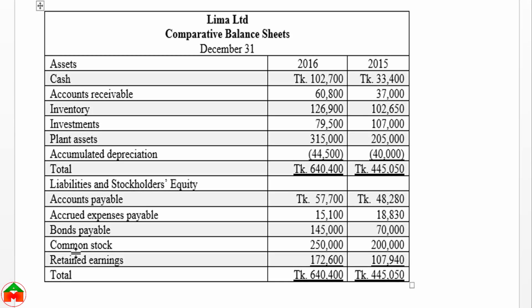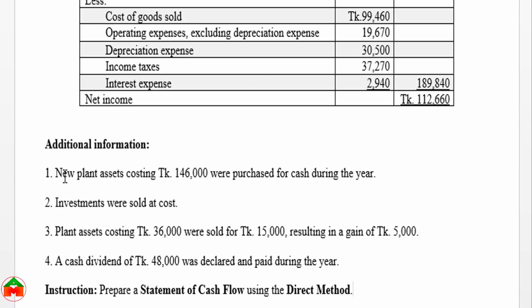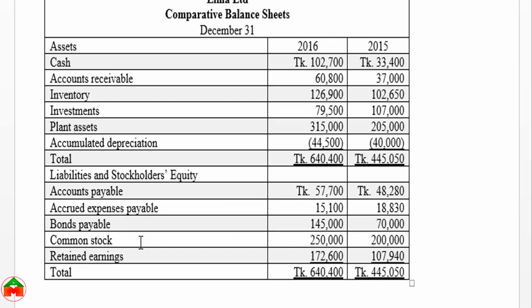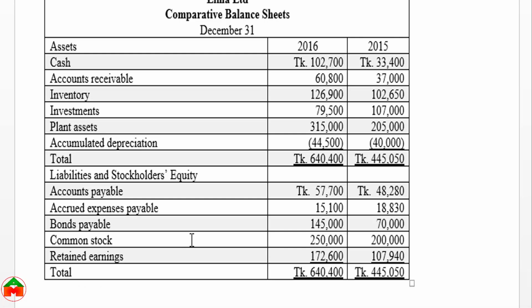So in the question we can see common stock. Here the amount of common stock in 2015 is 200,000 and the amount of common stock in 2016 is 250,000. So there is an increase of common stock. To be sure, we should look for any additional information. Here in the additional information there is no specific indication. We will consider this as an increase of common stock. That means there is an issuance of common stock. So if there is an issue of common stock, there will be an inflow of cash.